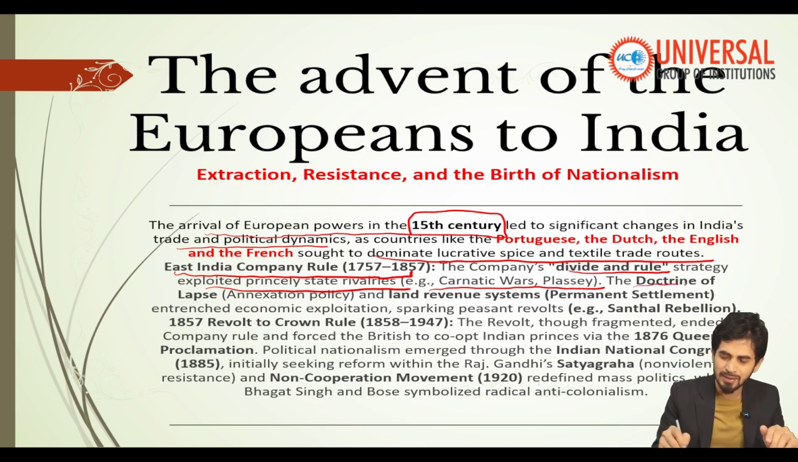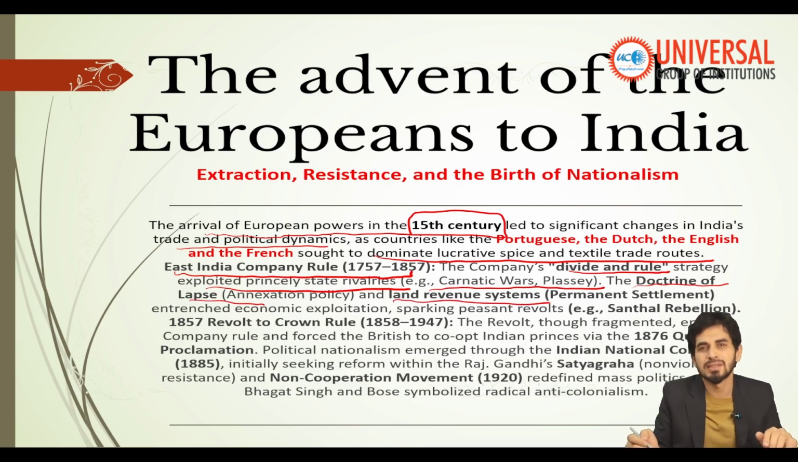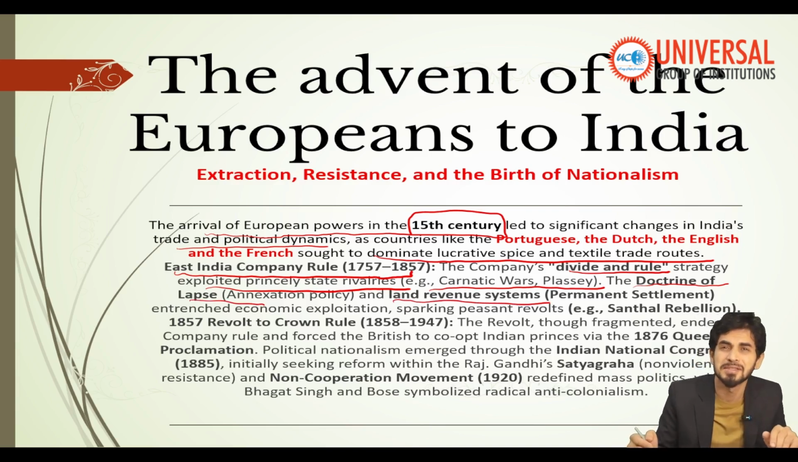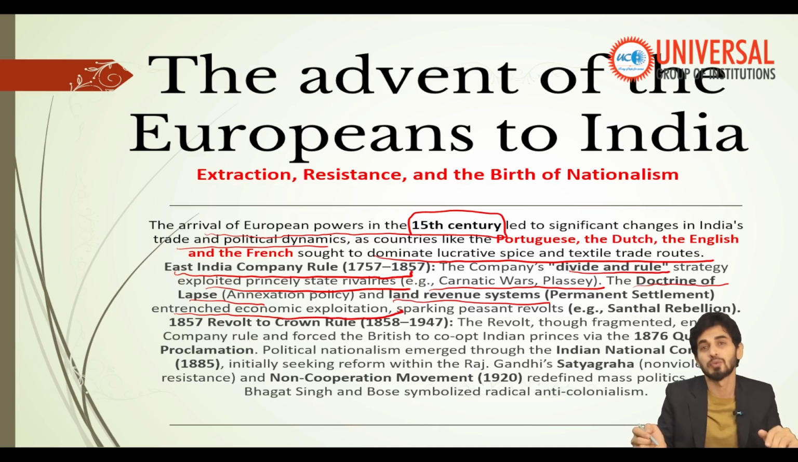And policies such as the doctrine of lapse, that is the annexation policy, gave them some territories through this process also, and land revenue systems, like the permanent settlement system and the subsidiary alliance system. Through this process also they gained a lot of territories, and this entrenched economic exploitation and sparked peasant revolts. So peasants started revolting. For example, the Santhal rebellion. We will be discussing the Santhal rebellion in the history part.